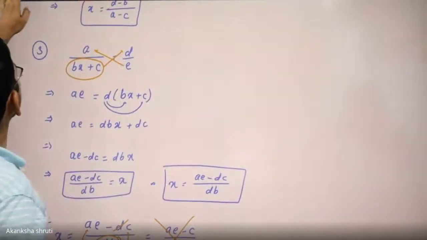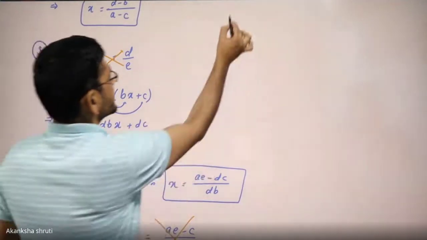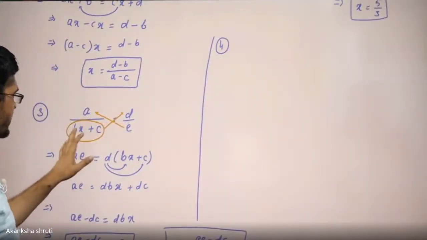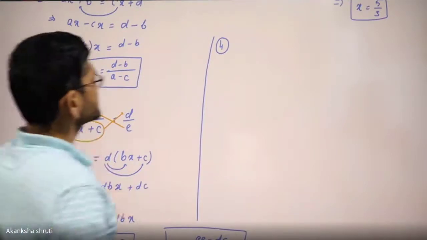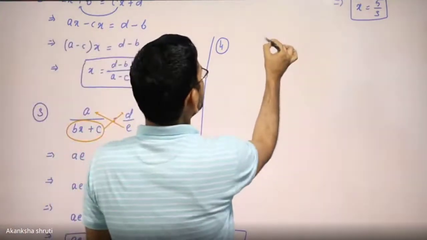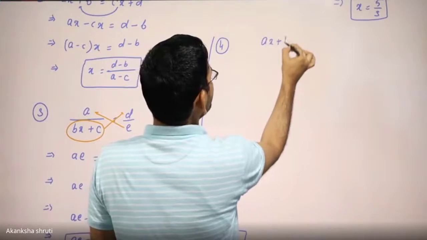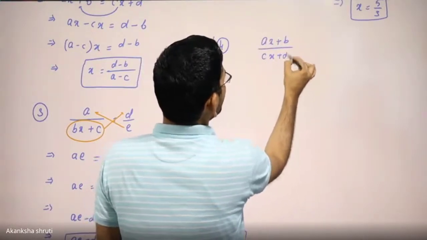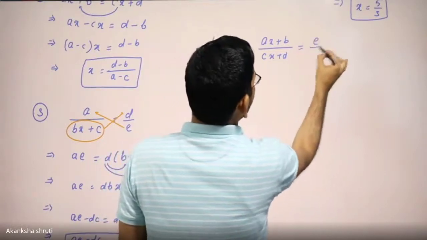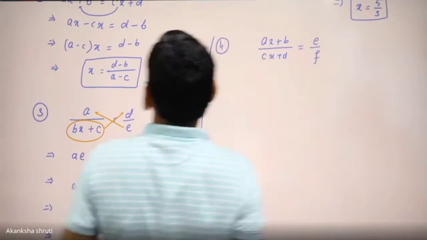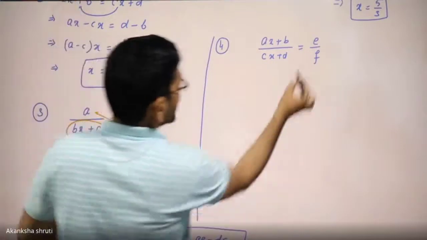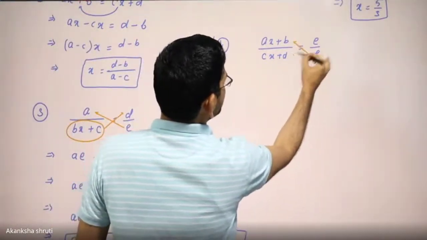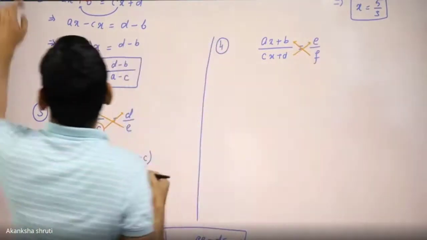Students, there could be other ways or other kinds. In place of just one denominator, there can be x in both numerator and denominator, like ax plus b by cx plus d is equal to e by f. Again, the rule remains the same. What is that? This f will multiply to this entire numerator, and this cx plus d will multiply to this e.